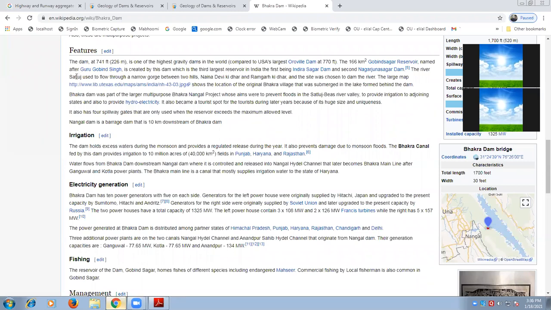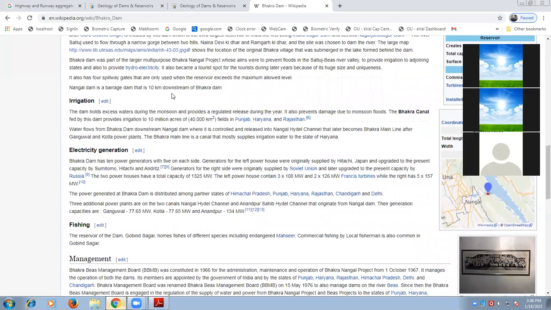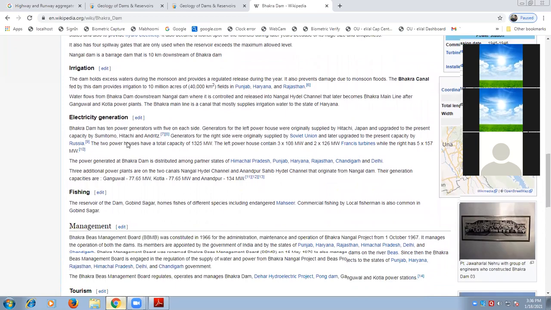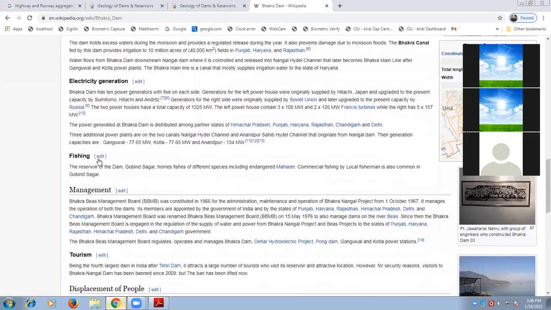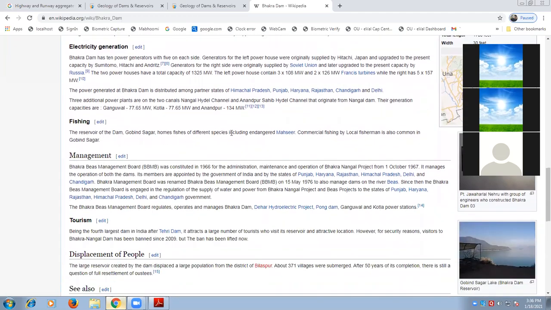And you need to know that this river Satluj is flowing through a narrow gorge between two hills. Okay, and this is a part of a larger multi-purpose project, that is Bhakra Nangal. So what are the uses of these dams? Irrigation, then electricity generation, fishing.